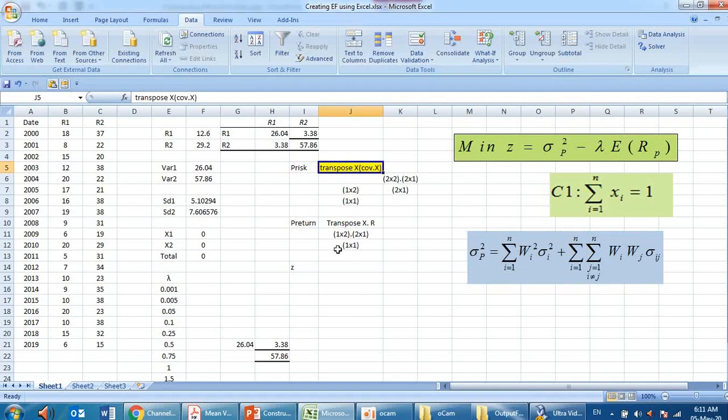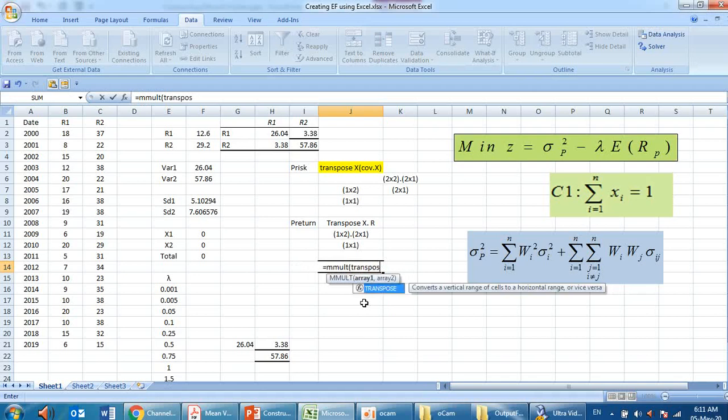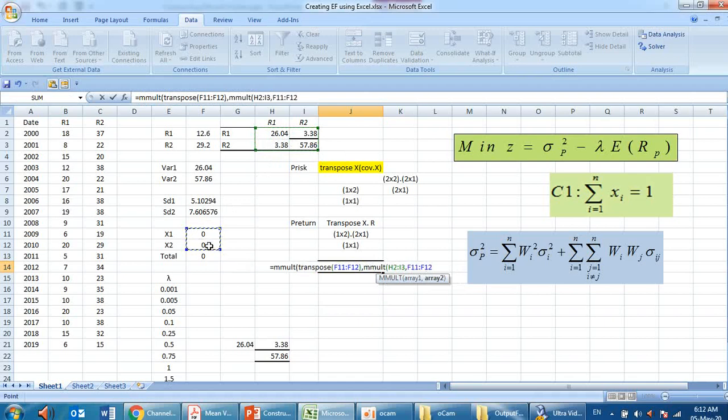Anyhow, this is how you start. First of all, I go for the portfolio risk function. And that will be equal to MMULT, that is matrix multiplication, transpose of my weight matrix, comma, multiplying the covariance matrix by the weight matrix.